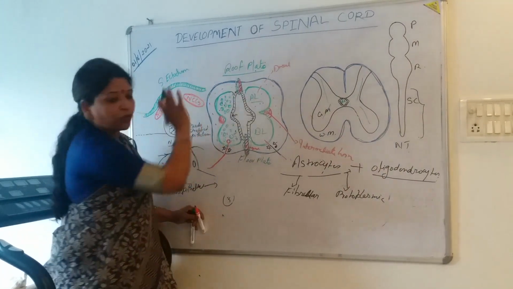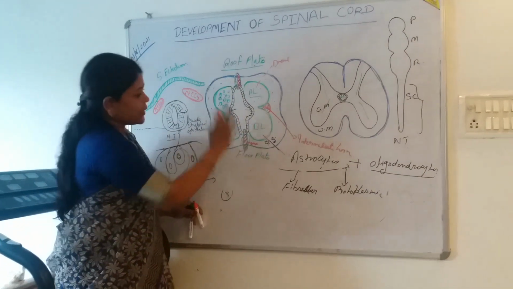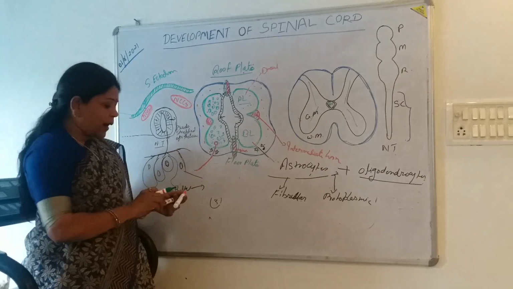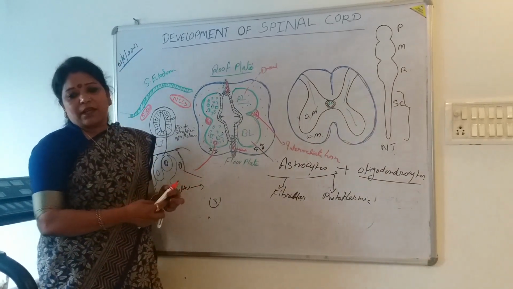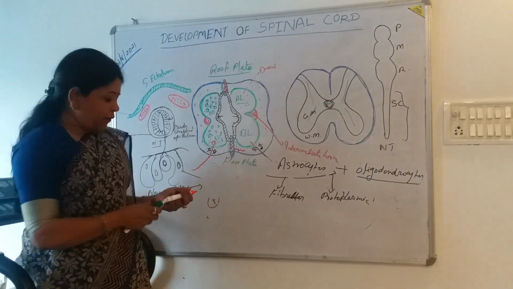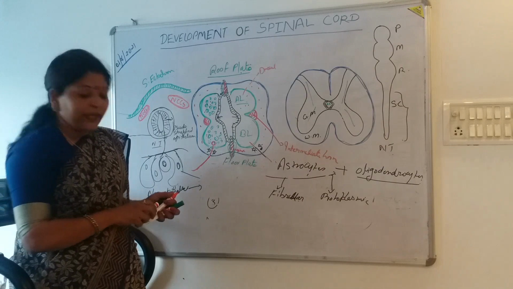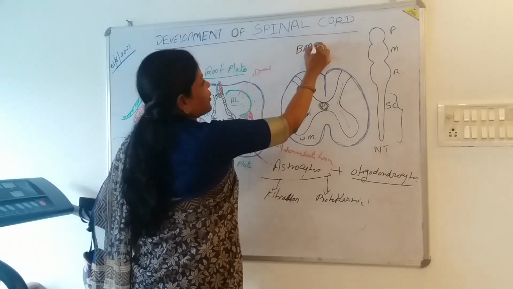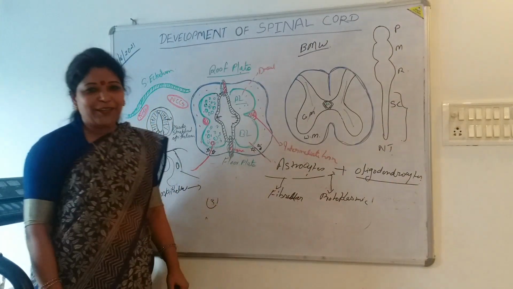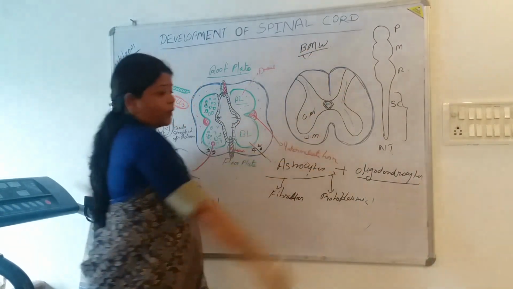So this was the roof plate and this was the floor plate, and this is the alar lamina and the basal lamina. Now come to the story of this alar lamina and the basal lamina. All of you are going to become doctors, and must have a dream to buy a BMW car, isn't it? It is a dream of all doctors at least. So BMW, you will not forget this.